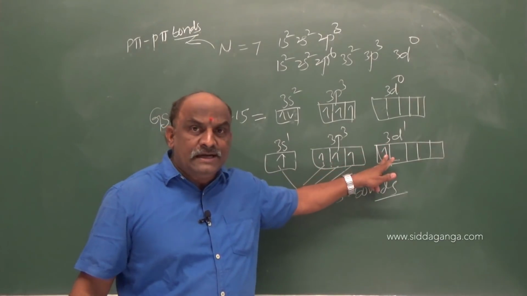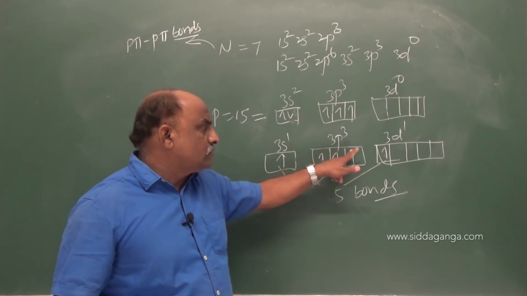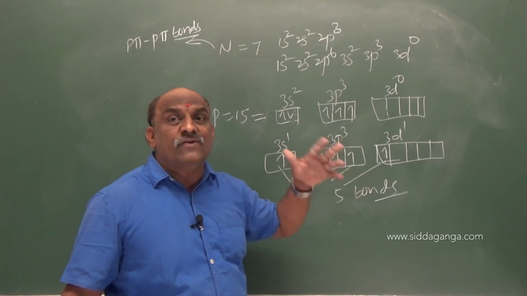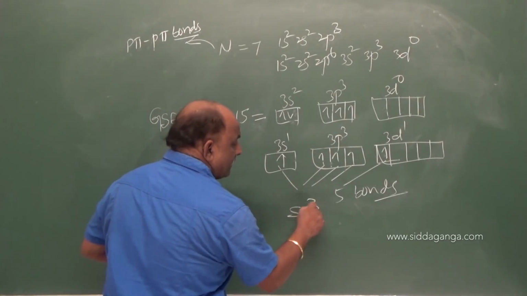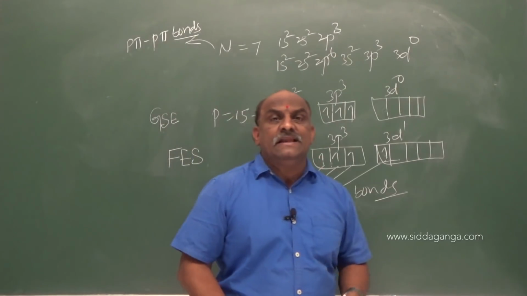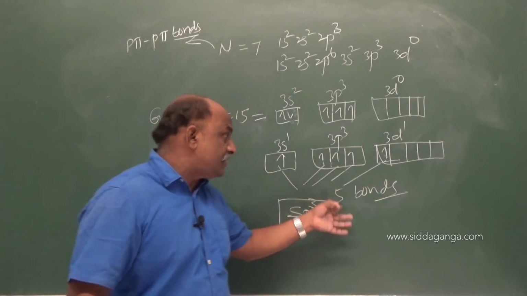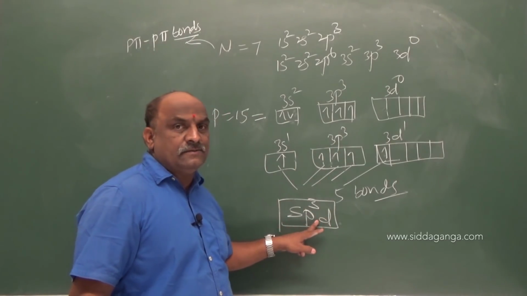Number of unpaired electrons is equal to number of bonds, which is equal to number of orbitals. Number of orbitals means 1 s orbital, 3 p orbitals, 1 d orbital, followed by sp3d hybridization. sp3d hybridization it is.